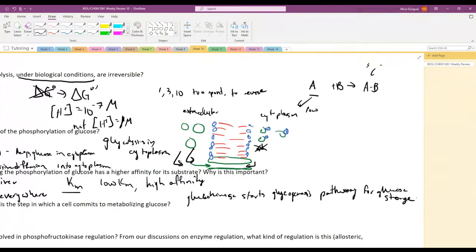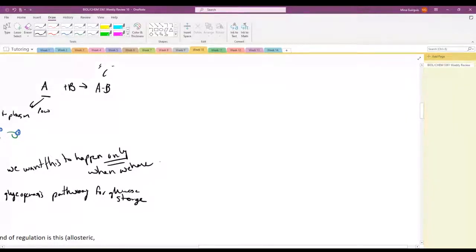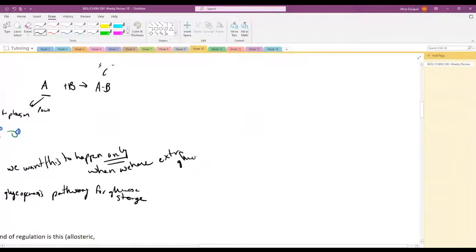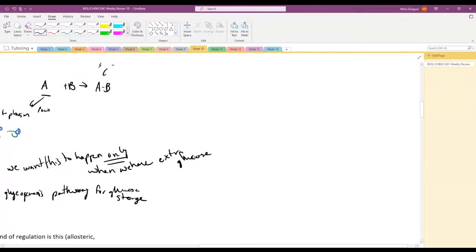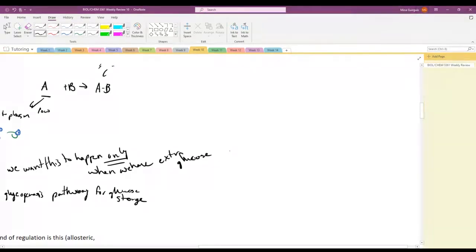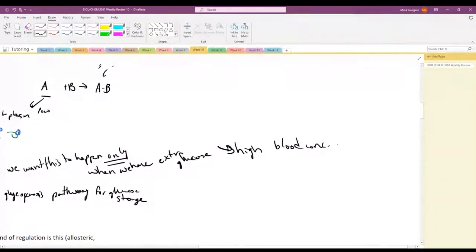When do I want this to happen? Do I want this to happen when I have a low concentration of glucose present or when I have a high concentration of glucose present, okay? The answer to this is we want this to happen only when we have extra glucose, all right? Because if I have very little glucose and I need it in my muscles right now, I don't want to be wasting it in the liver. I don't want to be wasting it and turning it into glycogen to be stored when I need it now. It doesn't make sense. So we only want it to happen when we have a high blood concentration of glucose.